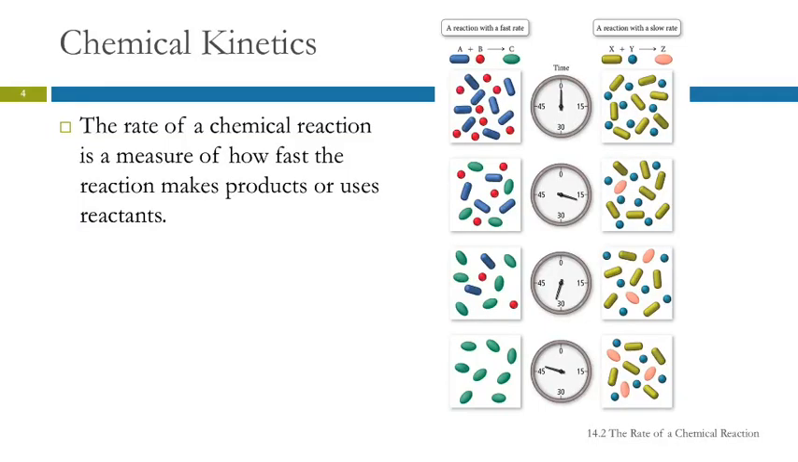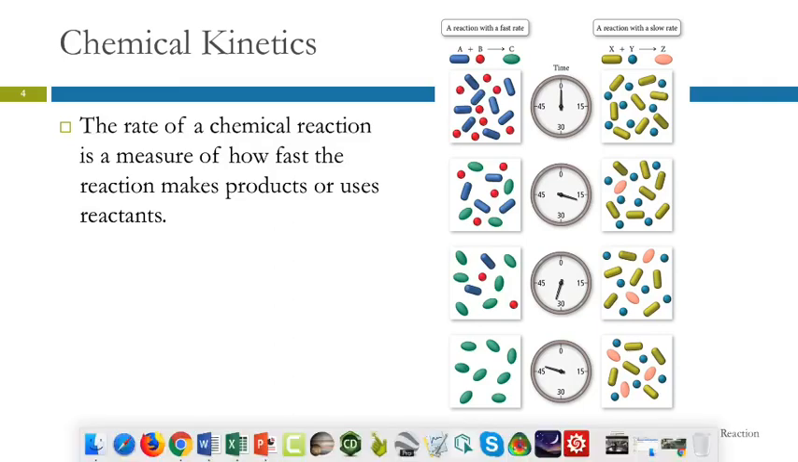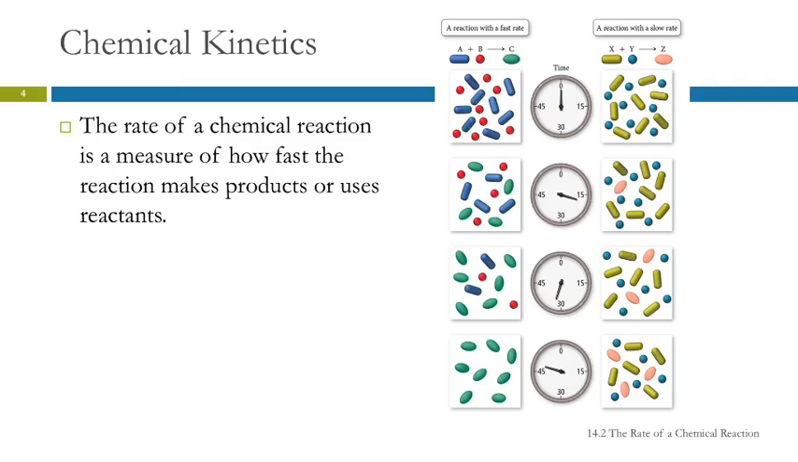So chemical kinetics: the rate of a chemical reaction measures how fast the reaction produces products or uses up reactants. In this illustration, we've got a fast reaction and a slow reaction. Here at time 0, the red and the blue things are coming together to make a green thing, and over here we've got yellowish green and blue making something kind of reddish.